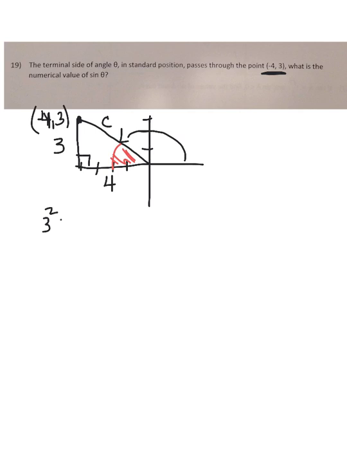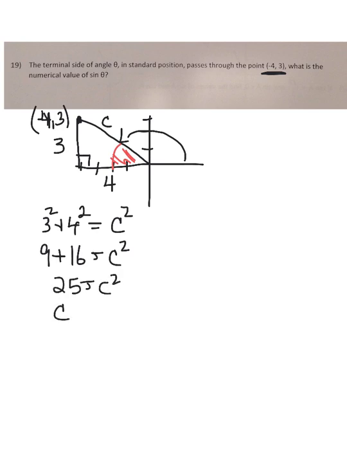So 3 squared plus 4 squared equals c squared. So that's 9 plus 16 equals c squared. So that's 25 equals c squared. So c is equal to 5. Okay, so what do they want us to find?